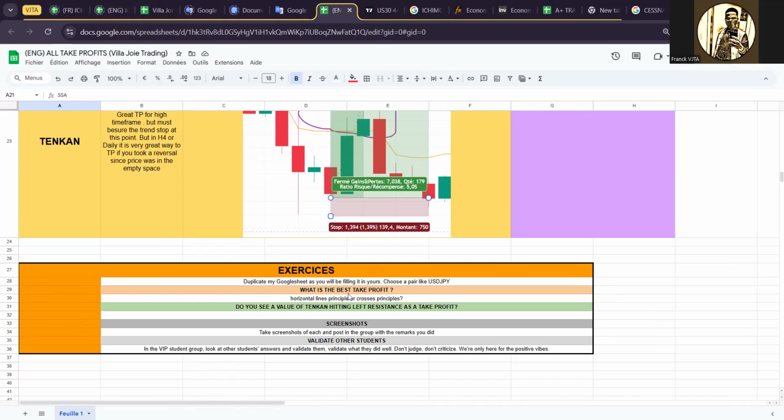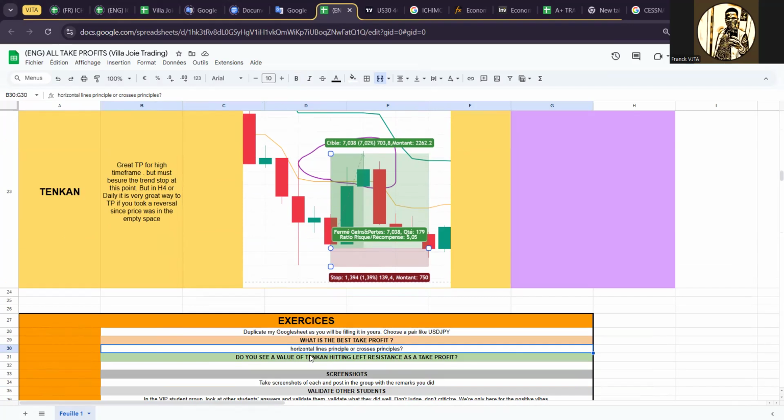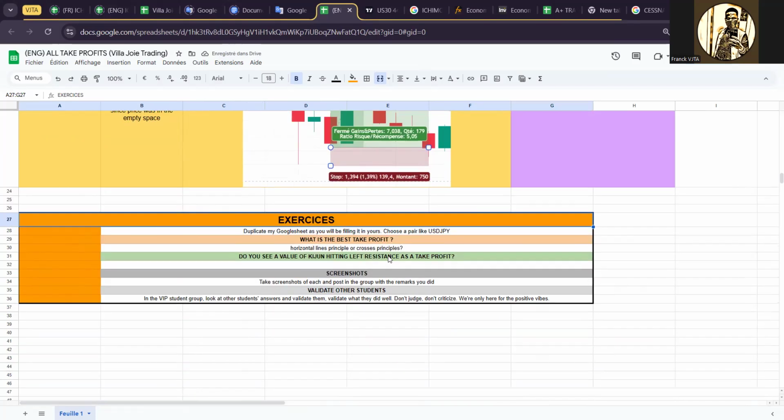So my question for you, what is the best take profit for you? Are you using the horizontal principle line or the TK cross principle? The horizontal line principle is like the H1 zones, the zones of the A plus setup as take profit, or crosses as take profit, TK cross. What is the best take profit for you, by the way? And specifically for this new one, do you see a value of Kijun? Tenkan also does it, but Kijun hitting the left resistance as a take profit. Do you see a value in this one?